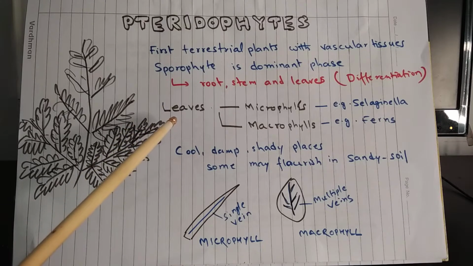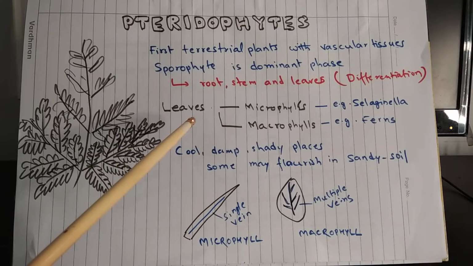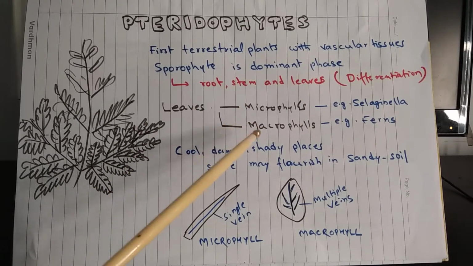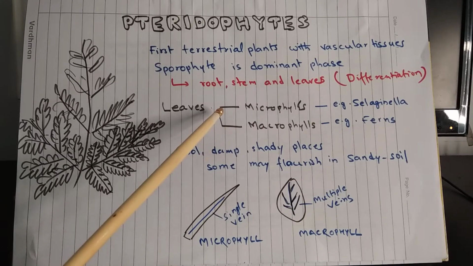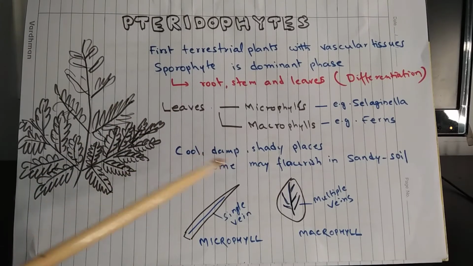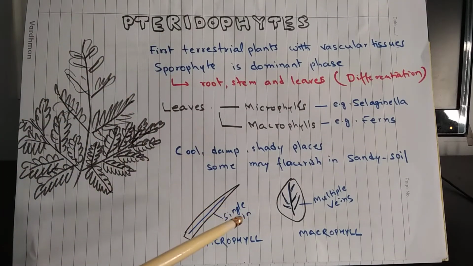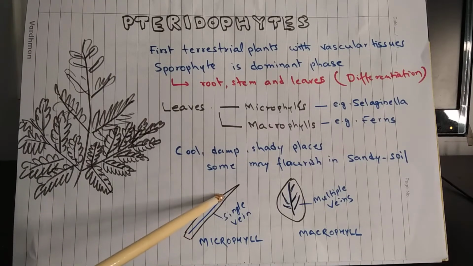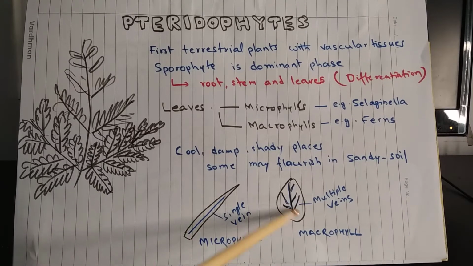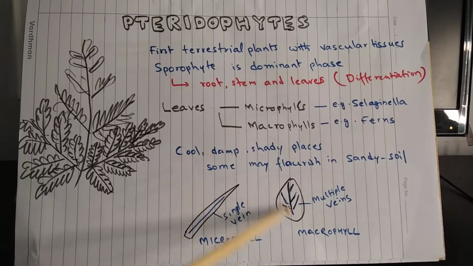Now, leaves of Pteridophytes can be of two types. One is called microphylls and number two is called macrophylls. For example, Selaginella has microphylls, ferns have macrophylls. What is the difference between micro and macrophylls? The microphylls are much smaller in size and macrophylls are larger in size. Another key difference is that when a leaf has a single vein, it is called a microphyll, and when a leaf has multiple veins, it is called a macrophyll.